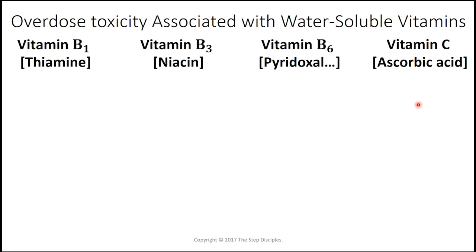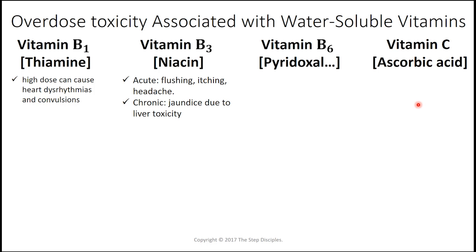Again, I'm going to go through this rather quickly. So here are the overdoses associated with water-soluble vitamins. So B1, B3, B6, and vitamin C. Thiamine. That's the guy who formed that thiamine pyrophosphate, and high doses can cause heart dysrhythmia and convulsions. Vitamin B3, that's niacin, and again, niacin forms those nicotinamide compounds. So nicotinamide adenine dinucleotide, nicotinamide adenine dinucleotide phosphate.